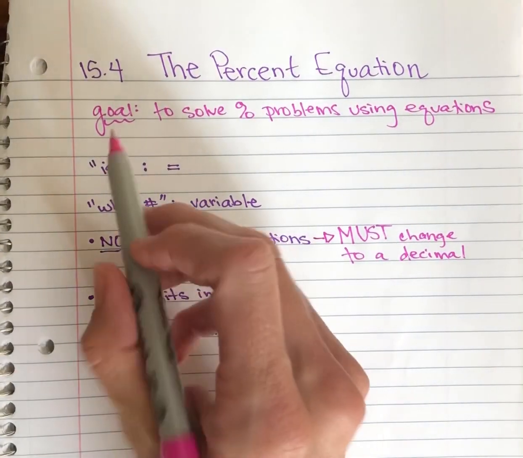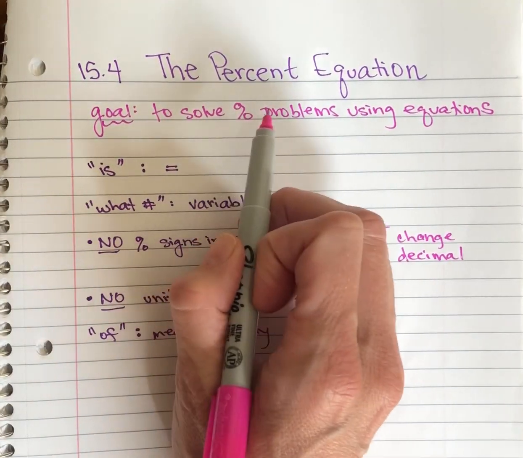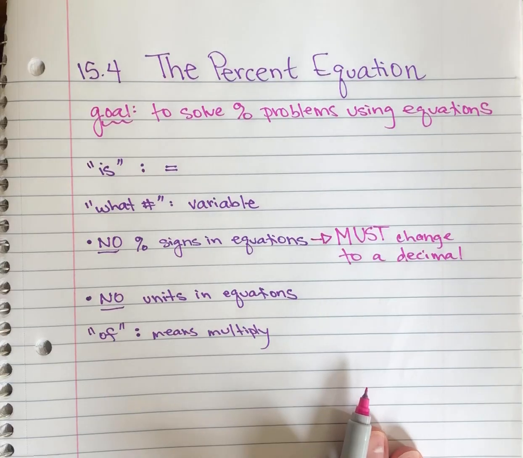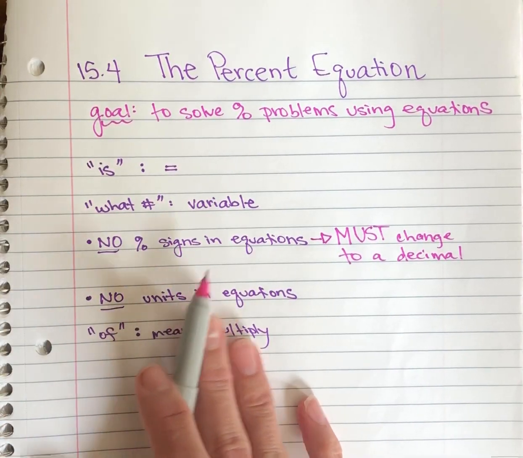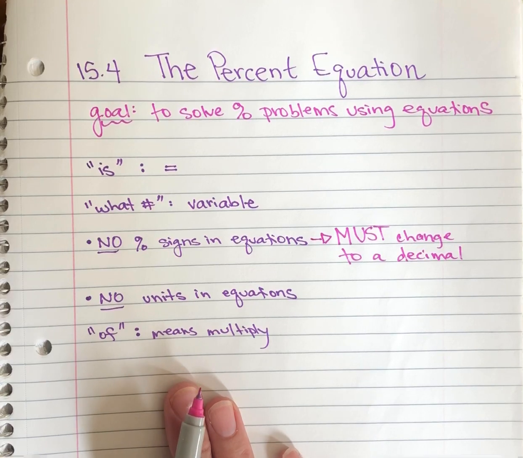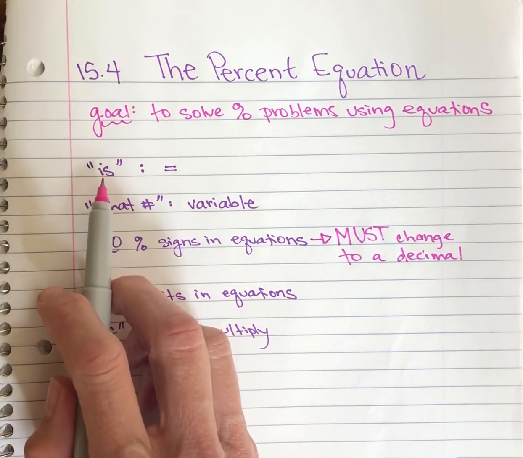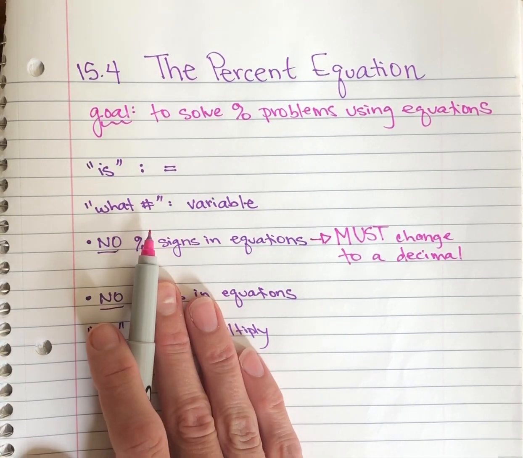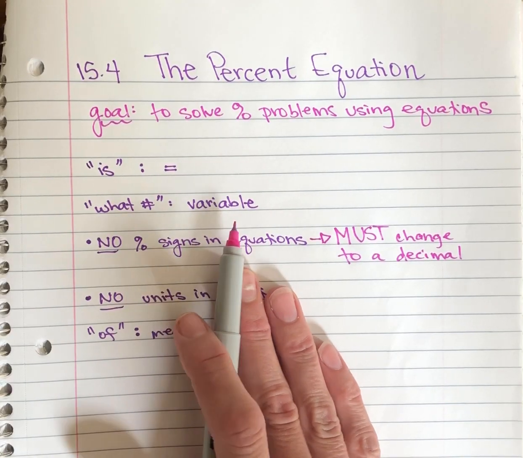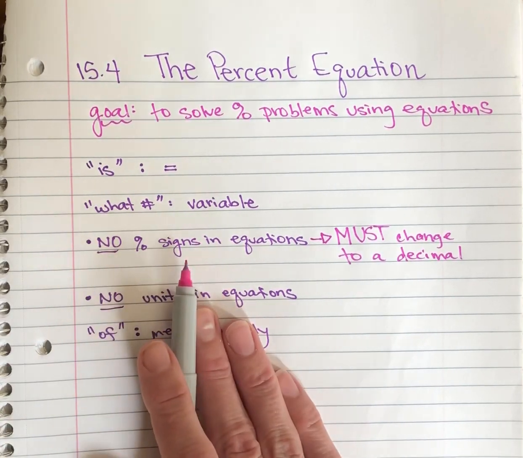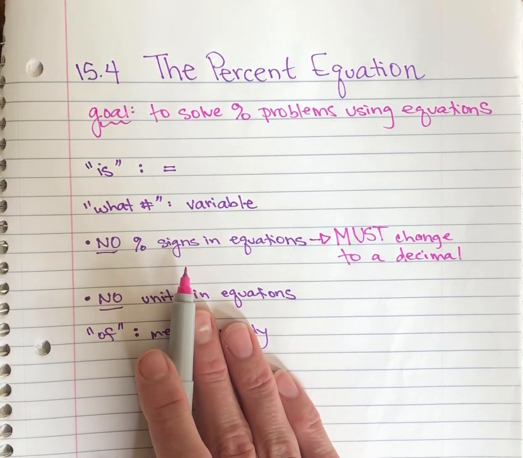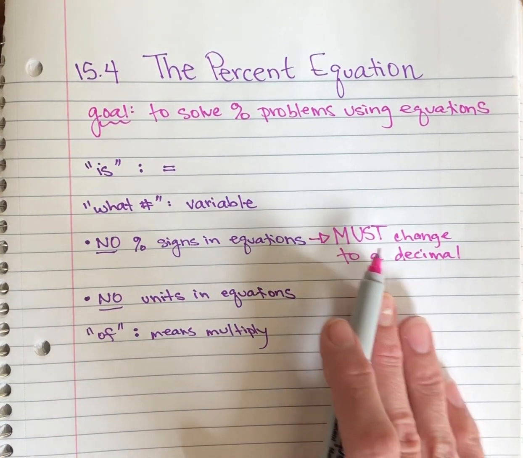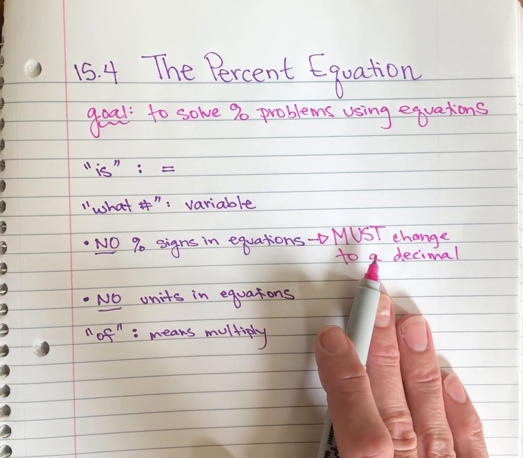Okay, so the goal of today's lesson is to solve percent problems, not using a ratio table, not using a proportion, but now we're gonna use equations. So here are some things that you already know, or most of it you should know, but we need to make sure that we remember it. So the word is will translate into an equal sign. When it says what number, that tells us we have to use a variable. We are not allowed to use a percent sign in an equation. So if it gives us a percent, we have to change it into a decimal in order to plug it into our equation. This is a big one, okay?